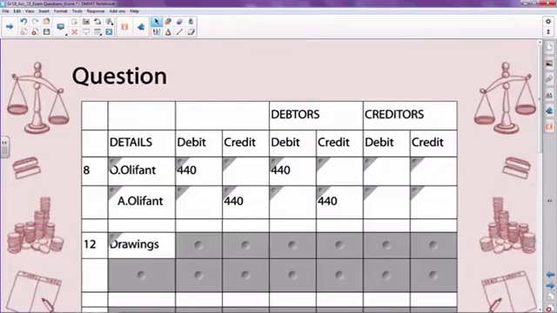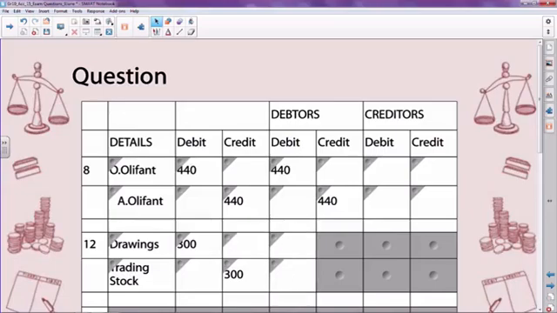As you can see, drawings will be debited with 300, and then your trading stock will be credited with 300. And then you can write a narration of the owner took stock at the original cost price, and there you have it. So hope you got it right. Let's go to the next one.